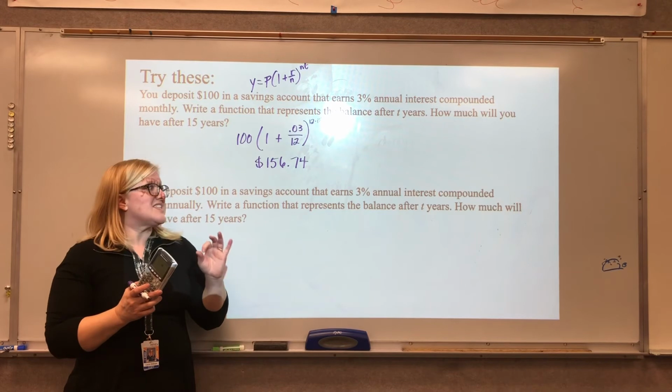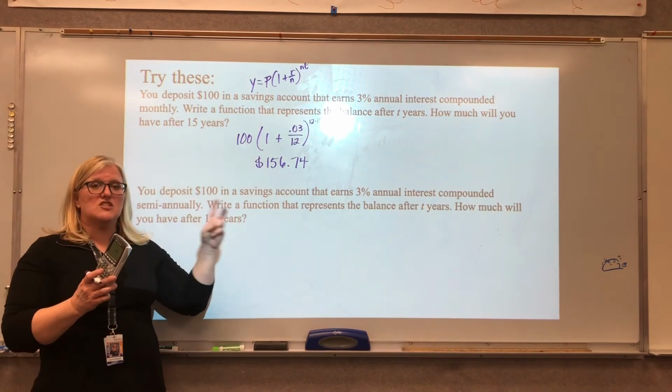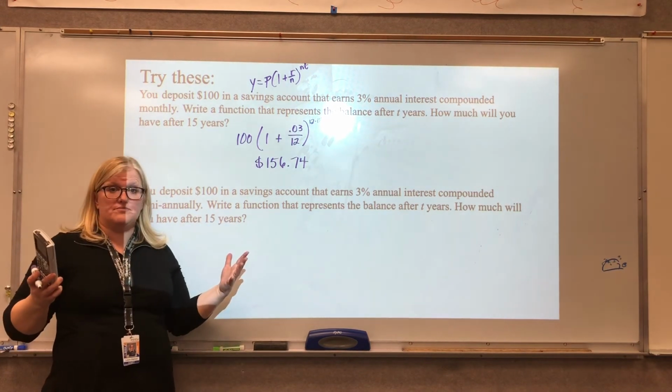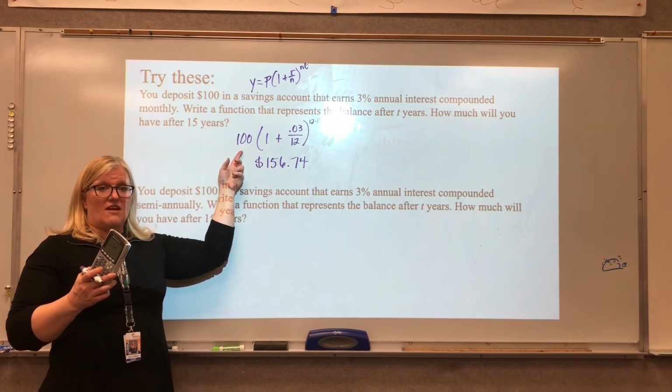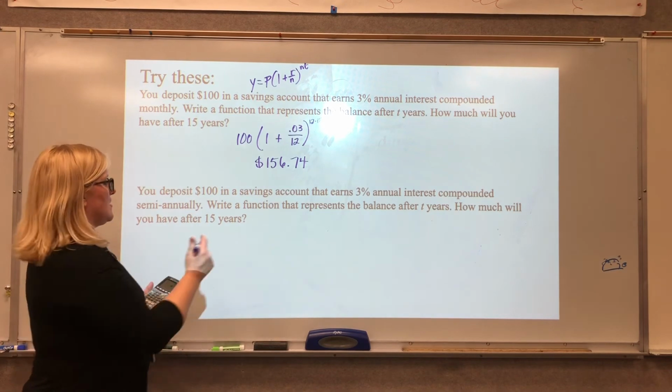Now this problem, hopefully you noticed when you were doing it, is exactly like the other, but it's compounded semi-annually. Now what does that mean? It means it's twice a year. So which one do you think is going to make more money? The one that gives out interest every month, or one that just does it twice a year? So let's look and see what we've got.